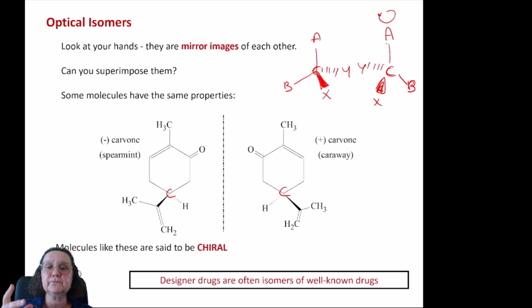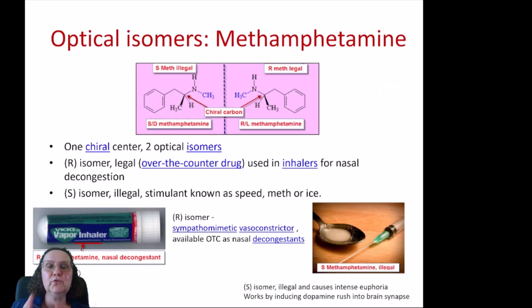And for example, we've got here the example of carvone, minus and plus, that actually have a different taste. The one on the left is spearmint, the one on the right is caraway, because it interacts in a different way with our taste buds, our olfactory receptors. And chiral drugs are often isomers of well-known drugs. So here is an example of two optical isomers in which one is an over-the-counter medication, a decongestant, and the other one is an illegal drug, methamphetamine.